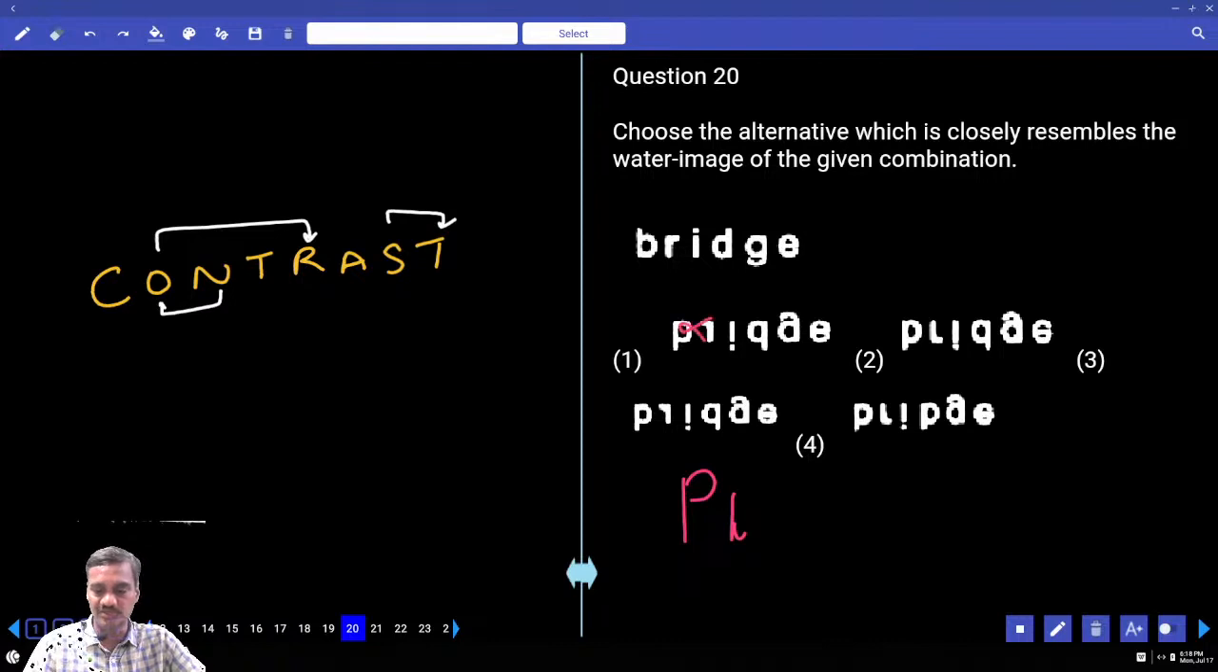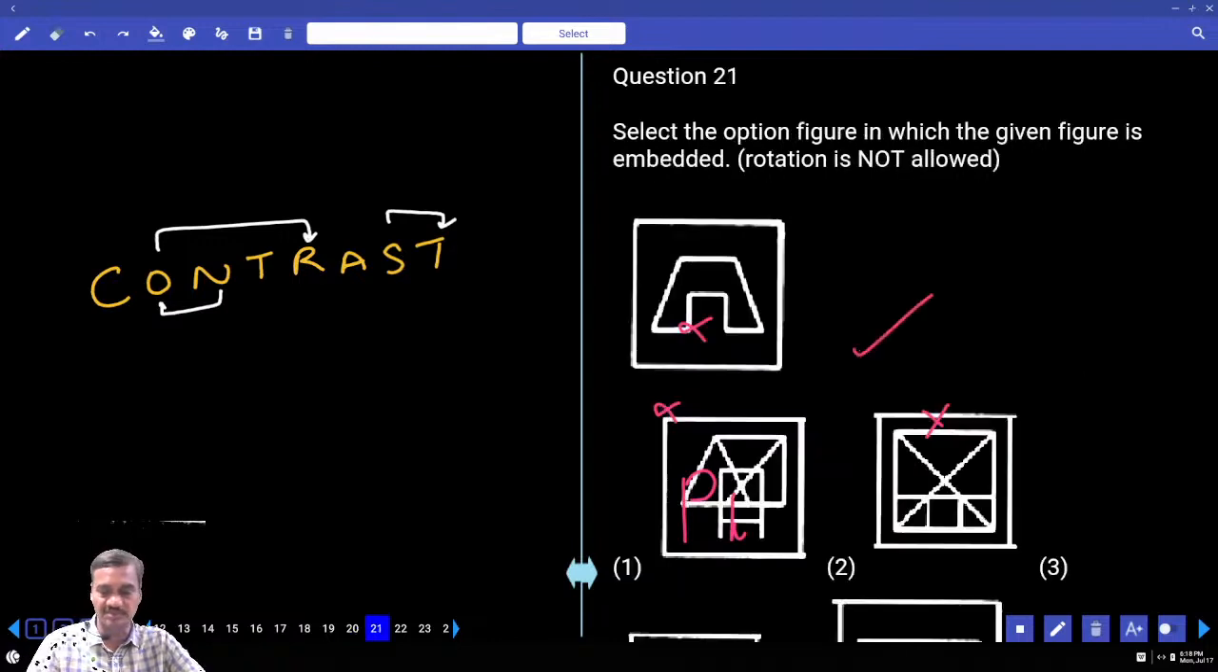Now P, R is ruled out, and this is again ruled out. Next, D. Now this D cannot be of this order. And what is your answer? Choice 2 for question number 20.